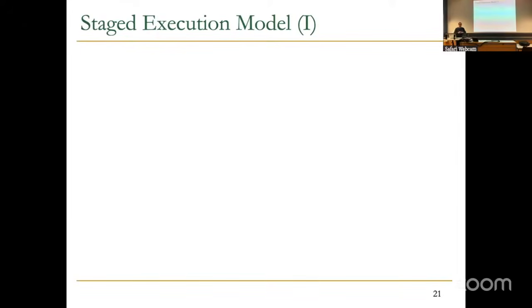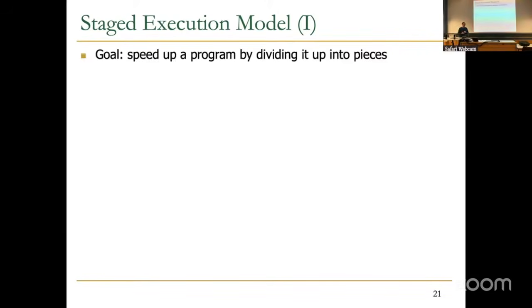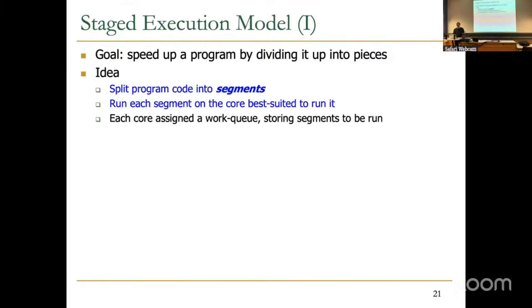So I'm going to generalize the problem even more. This applies, I think, also to single-threaded applications, multi-threaded applications, any application in the end. So I'm going to introduce something that we call the staged execution model. I think the goal in parallelism is to speed up a program by dividing it up into pieces. And the idea usually is you split a program's code into segments. You may call it many different things: threads, tasks, dynamically formed tasks, etc., or critical sections. But we're going to call it segments in this particular case to be general. And your goal is to run each segment on the core best suited to run it, right?